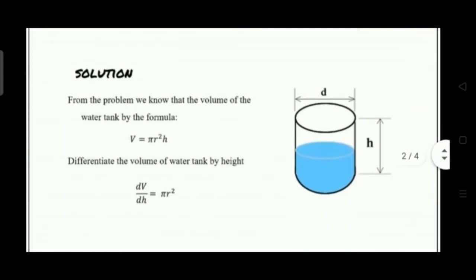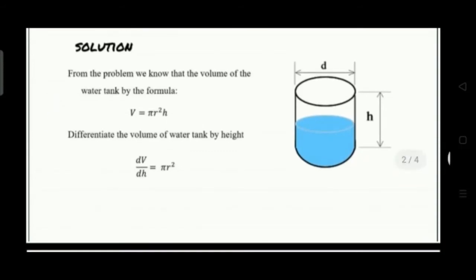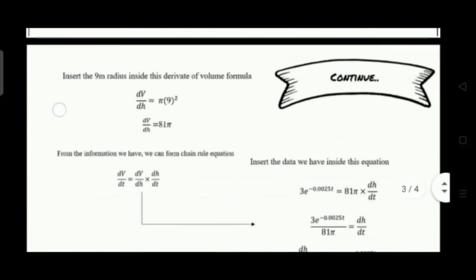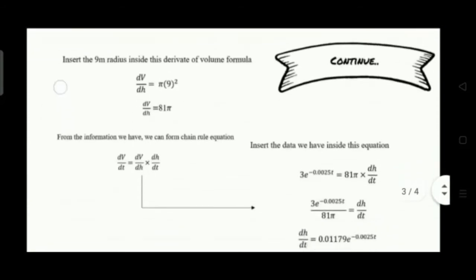From the problem, we know that the volume of a cylindrical water tank is given by the formula V = πr²h. So we differentiate the volume of the water tank with respect to the height, and we get dV/dH = πr². We continue by inserting the 9 meter radius into the derivative of the volume formula, so we get 81π.